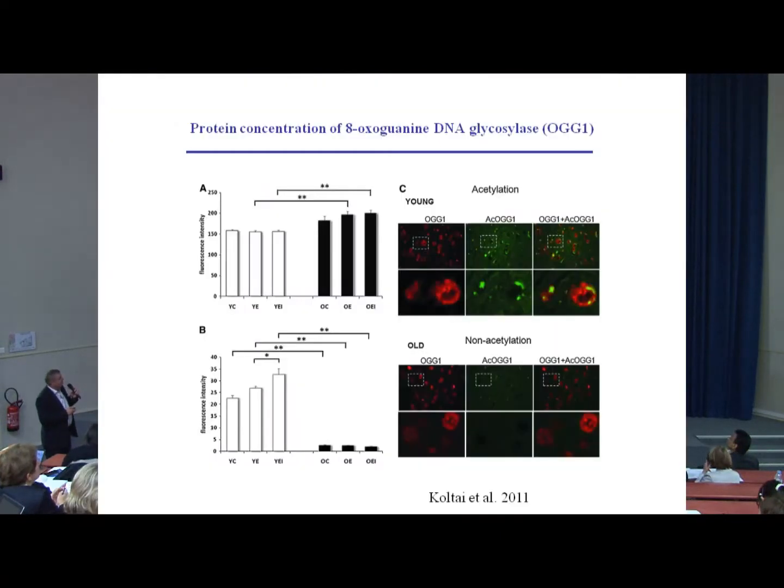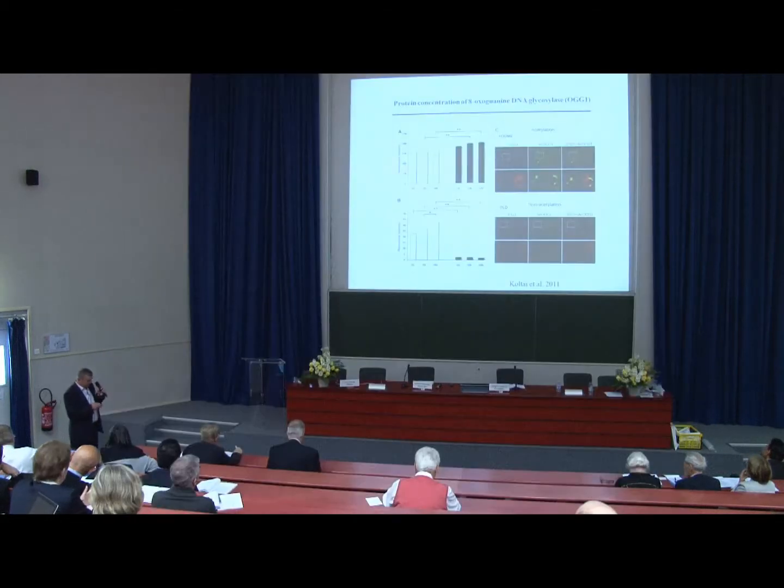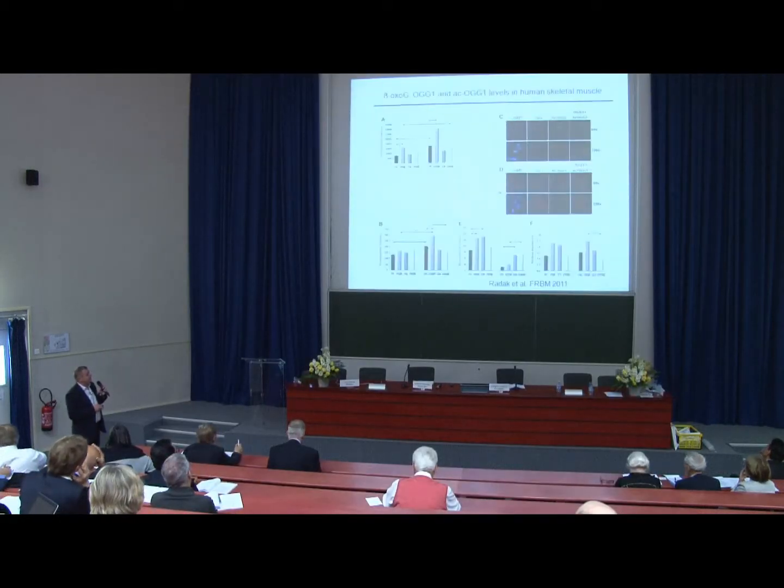Then we checked the protein content of OGG1, which increased a little bit, maybe trying to compensate for the oxidative damage. But when we checked the acetylation of this enzyme, very surprisingly, we got a very marked, significant decrease with aging. So it seems that as a result of aging, the acetylation level of this enzyme drops significantly. As I mentioned earlier, OGG1 activity can be induced by acetylation.